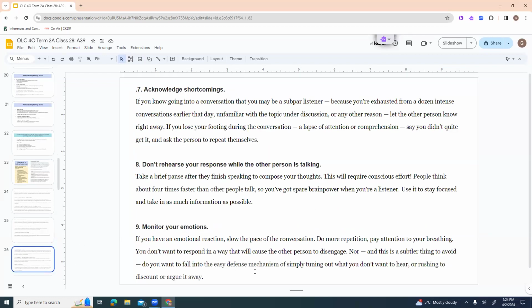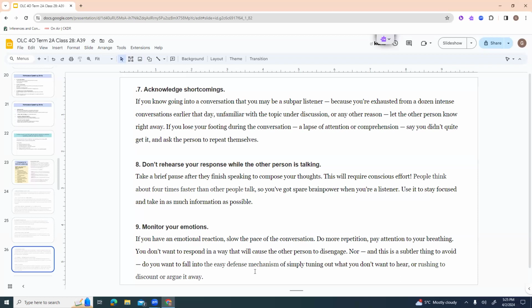Number 7, acknowledge shortcomings. This one is kind of hard, but if you know you're going into a conversation that you're going to be a subpar listener, maybe because you're exhausted from a dozen intense conversations earlier that day, or you're unfamiliar with the topic, or any other reason, let the person know right away. If you lose your footing during the conversation, like a lapse of attention or comprehension, say that you didn't quite get it and ask the person to repeat themselves.